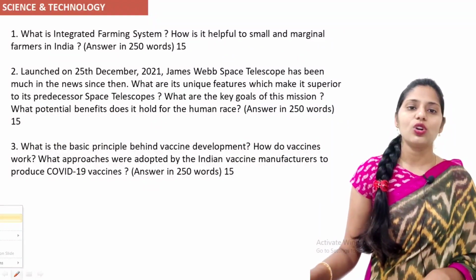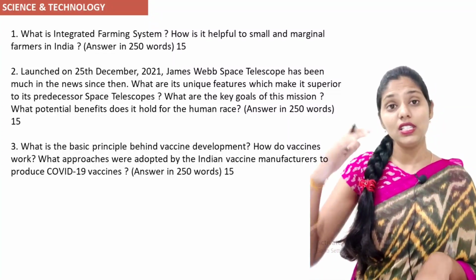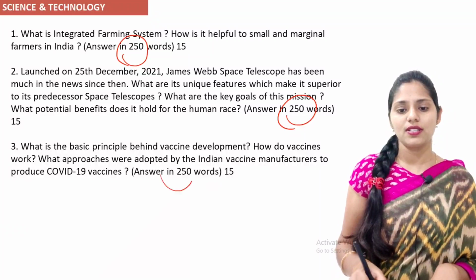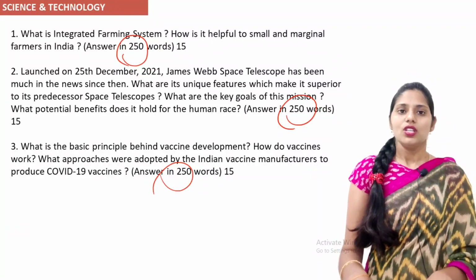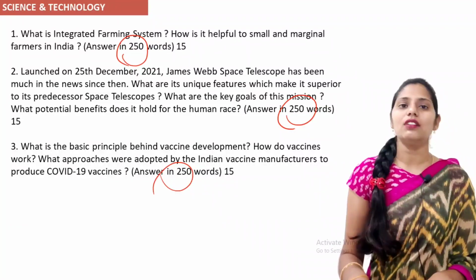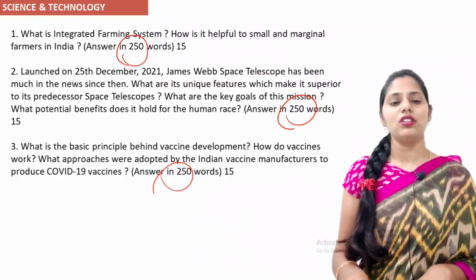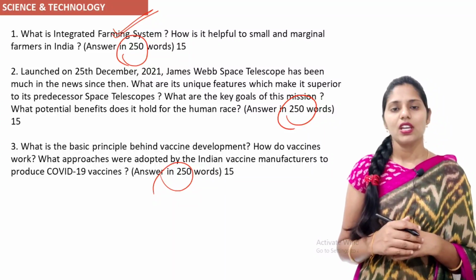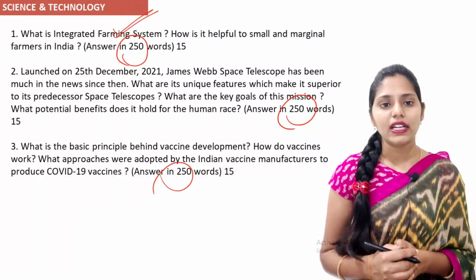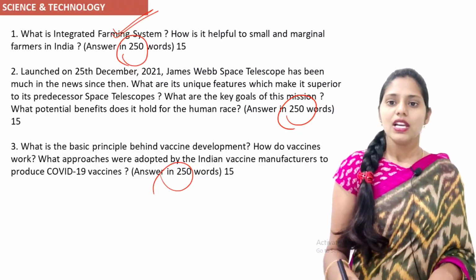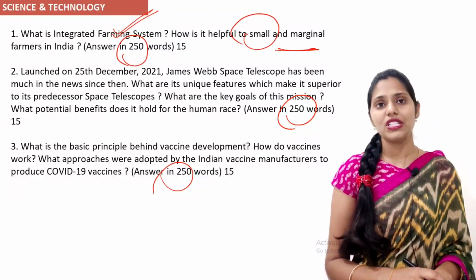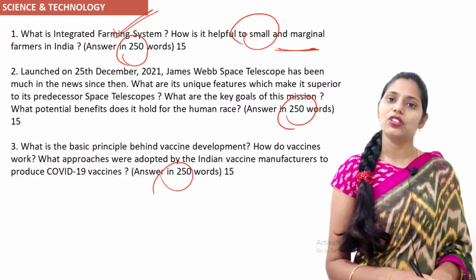From science and technology, we got 3 questions, and these are 15 marker questions with a word limit of 250 words. The first question is about the integrated farming system. It is a very direct question. You can write an introduction regarding what the integrated farming system is, and you have to write what the advantages of this integrated farming system are separately for small and marginal farmers, that is, how it is helpful. It is a very direct question.